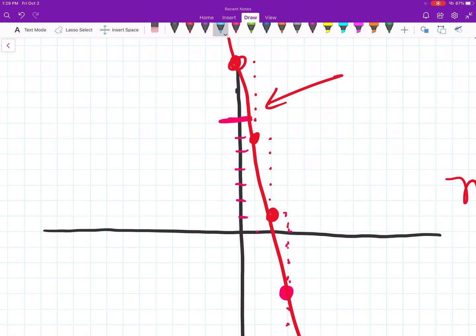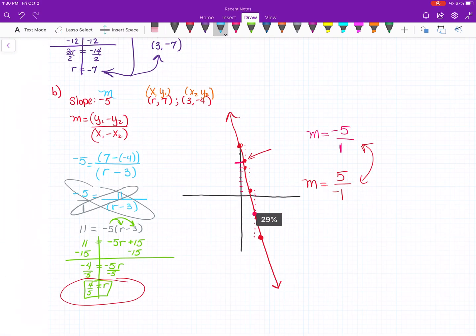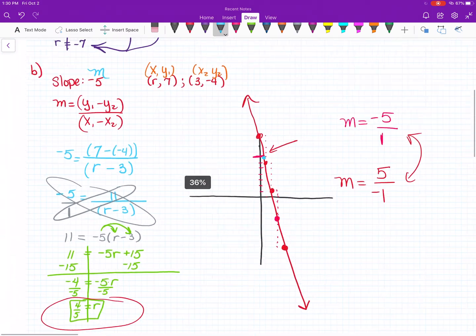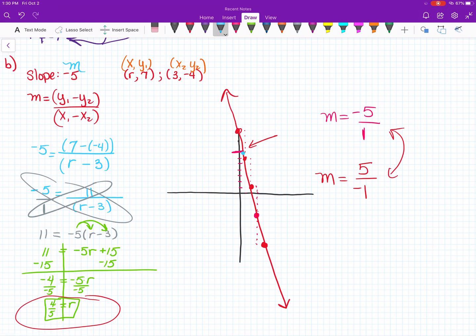I really should be looking right here. Oh, and even that, I'm not sure what it is. So that's why we use algebra, so that when we look at the picture, we know exactly what we're talking about. It's important that we're exact.